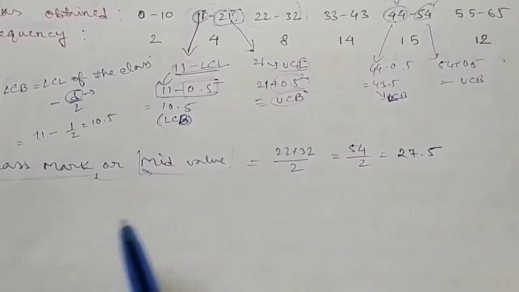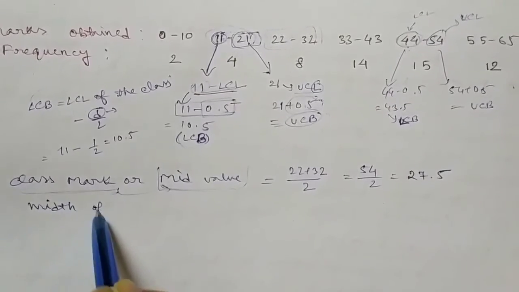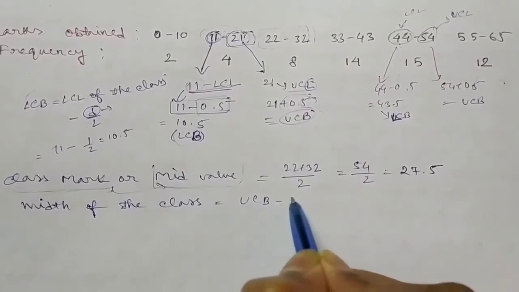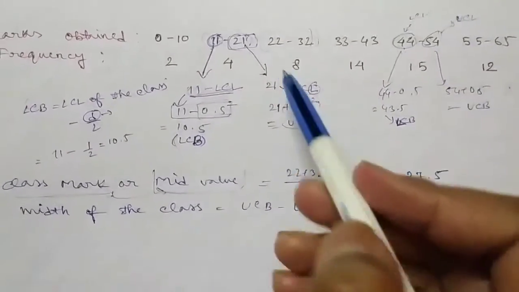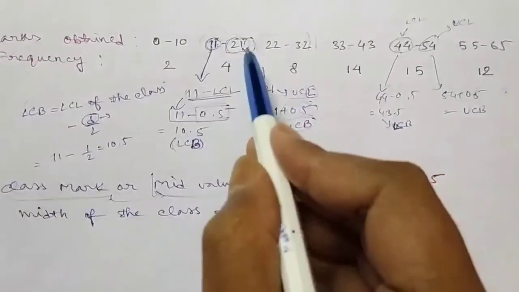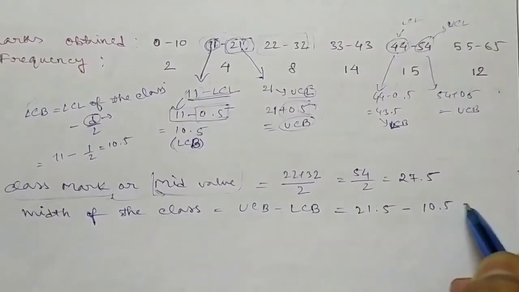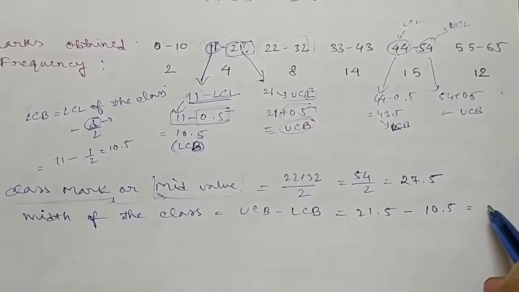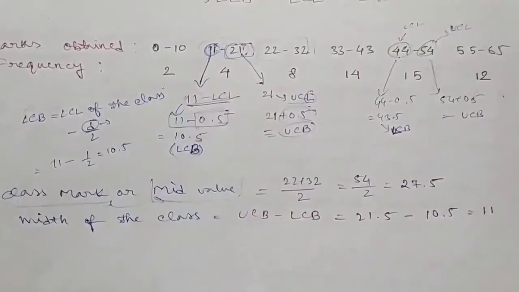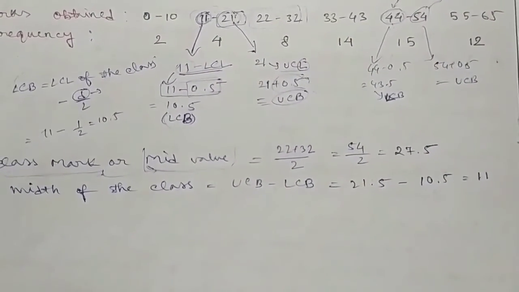Okay, and the width of the class, as you already know, or remind yourself, the width of a certain class is equal to UCB minus LCB. So for this class, its UCB will be 21.5, that means adding 0.5 to it, and its LCB, subtracting 0.5 from it, that is 10.5. So what is the value? The value is 11. Okay, so this is the width of the certain class.